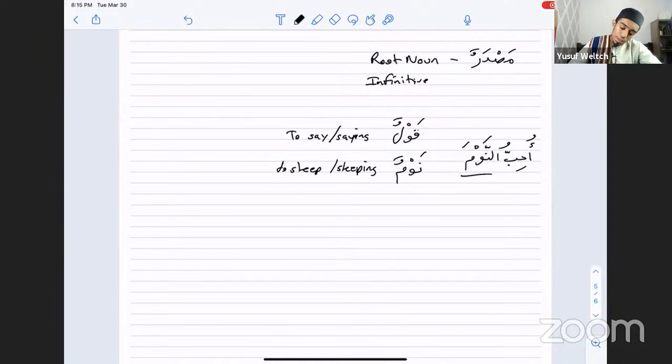Every single verb has a root noun. From form 2 to 10, those root nouns are set in stone. There's only certain patterns for the root nouns of those forms. So if we actually, I can try to bring it up here.